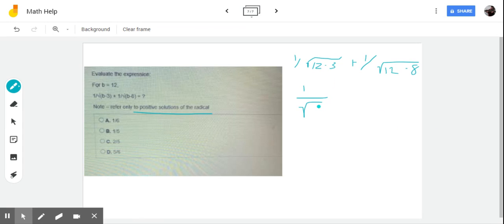12 minus 3 is 9 plus 1 over the square root. 12 minus 8 is 4.